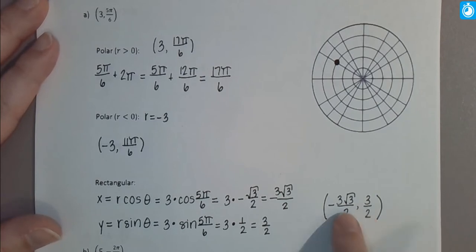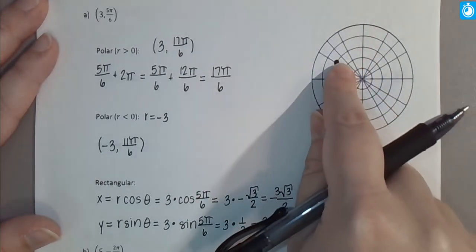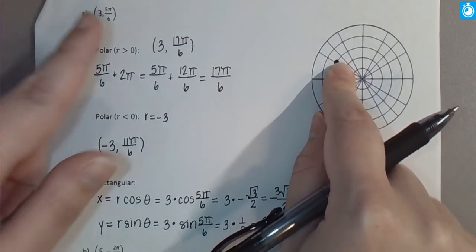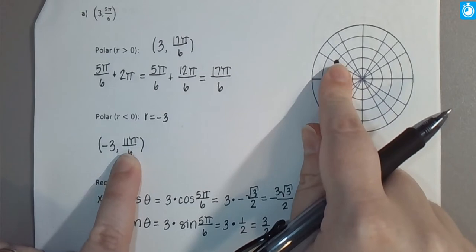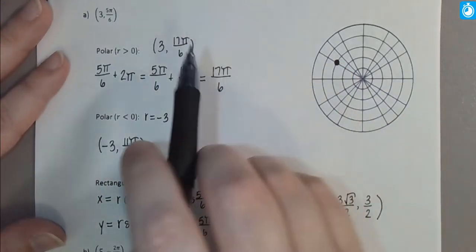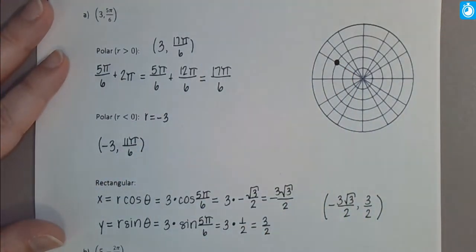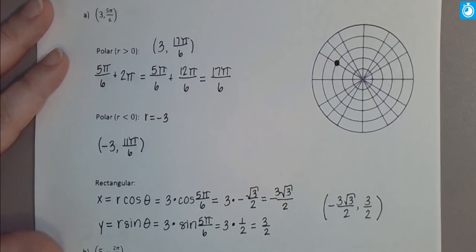This is the only pair of x and y coordinates that represent this location, whereas we just demonstrated there's at least 3 ways to represent this point in polar coordinates, and of course there are many more if we were to just use coterminal angles from there. Okay, let's try another one.